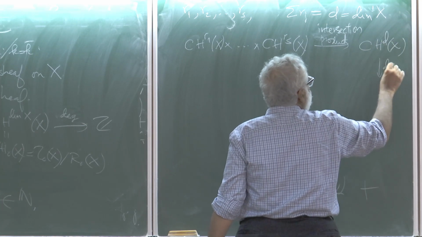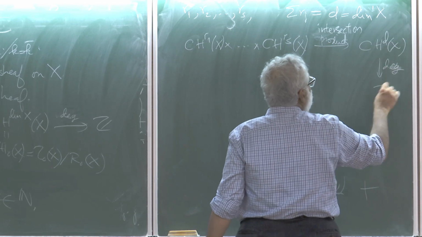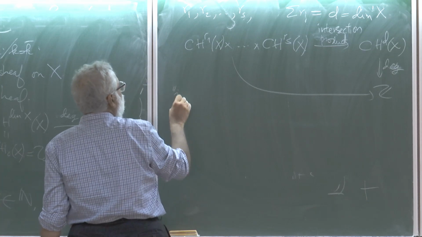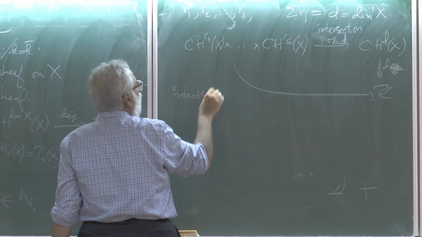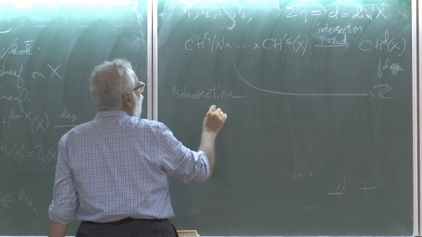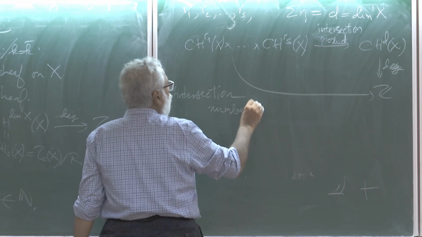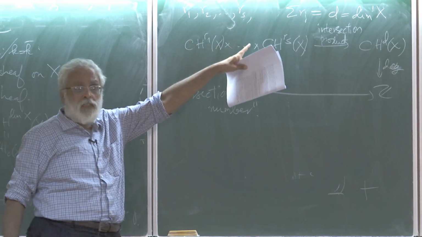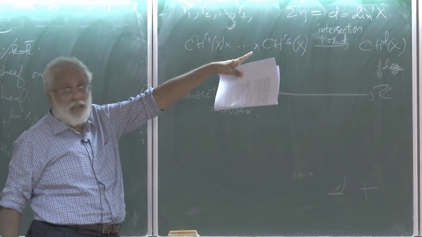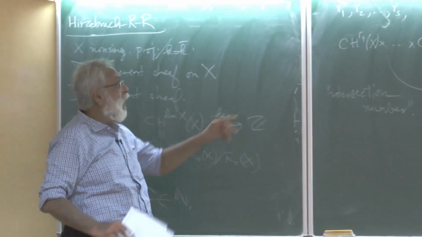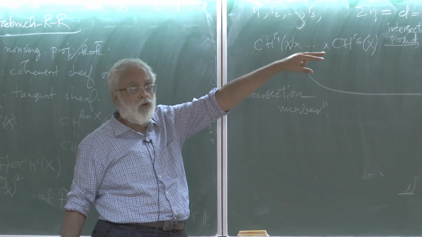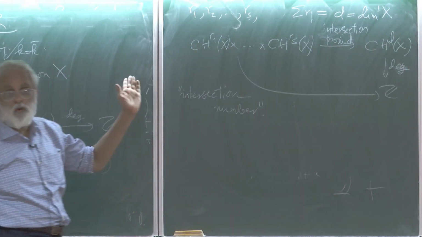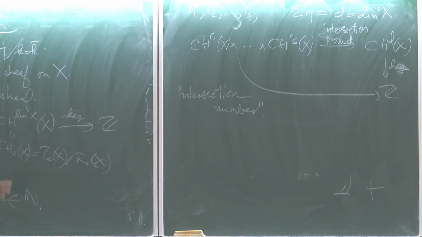And then there's this degree, which goes to the integers. So this thing is called the intersection number. So if I have any indices r1 to rs such that the rj's add up to the dimension of the space, and if I have Chow classes in each of those particular codimensions, I can form their intersection product and take the degree and get a so-called intersection number.